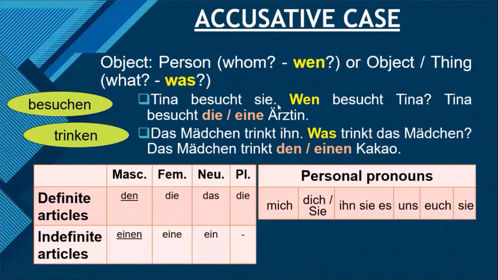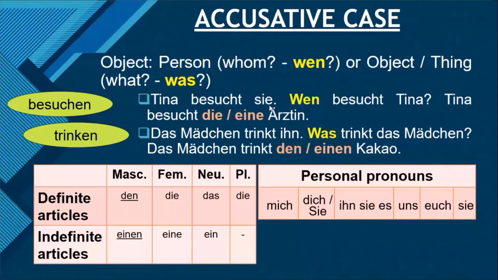So if the object is a person, then the question whom, as we use it in English, is used, which is wen in German. And if the object is a thing, then the question what is used, or was, as it's called in German. So what do I mean by a subject and an object? Have a look at this example.